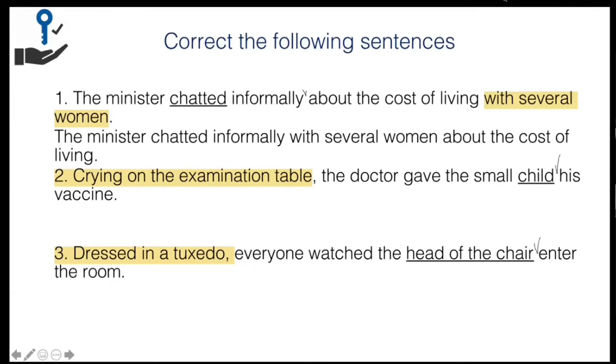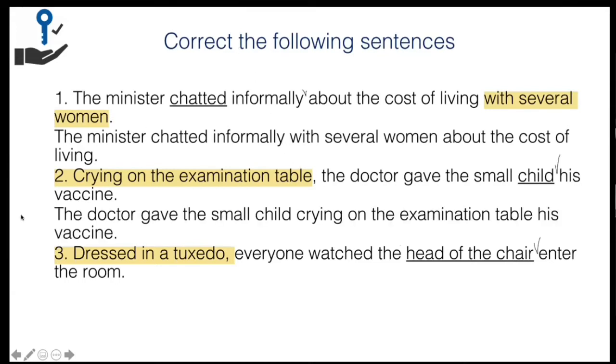Then, with the second one, yeah, you were suggesting after the word "child." Let's see. "The doctor gave the small child crying on the examination table his vaccine." Yeah. So that would be characteristic of a child, and it should follow the noun, right? So you will have to place it in the middle of the sentence.